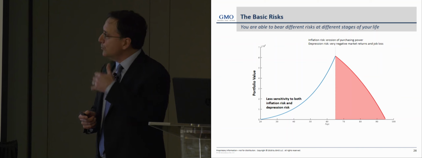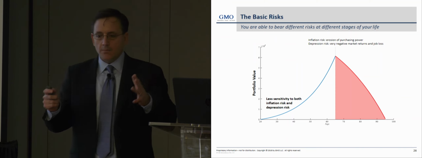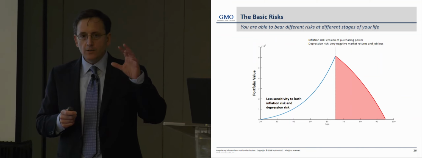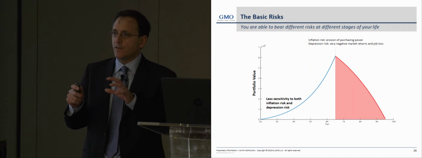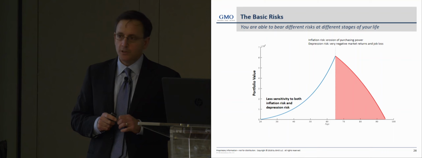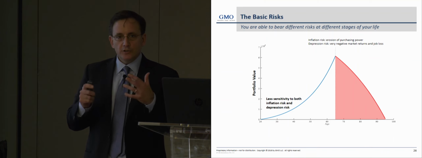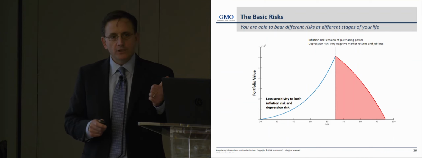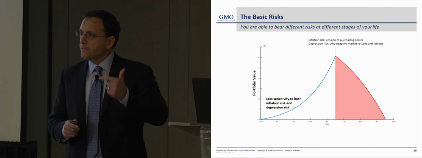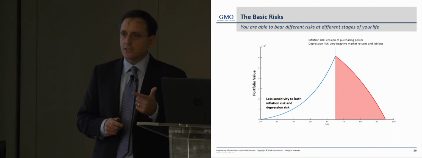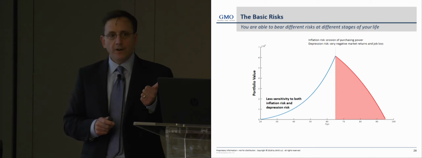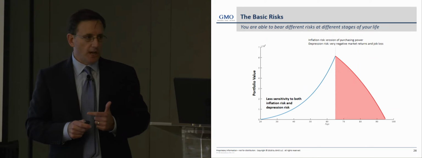Now, it's also useful to take a step back and view the life cycle of the investor through the lens of the fundamental risks that you're exposed to. We think there are two basic risks, inflation risk and also depression risk. Inflation risk is simply the erosion of purchasing power. Depression risk is actually two-pronged. You can have a very bad market event and you can lose your job.